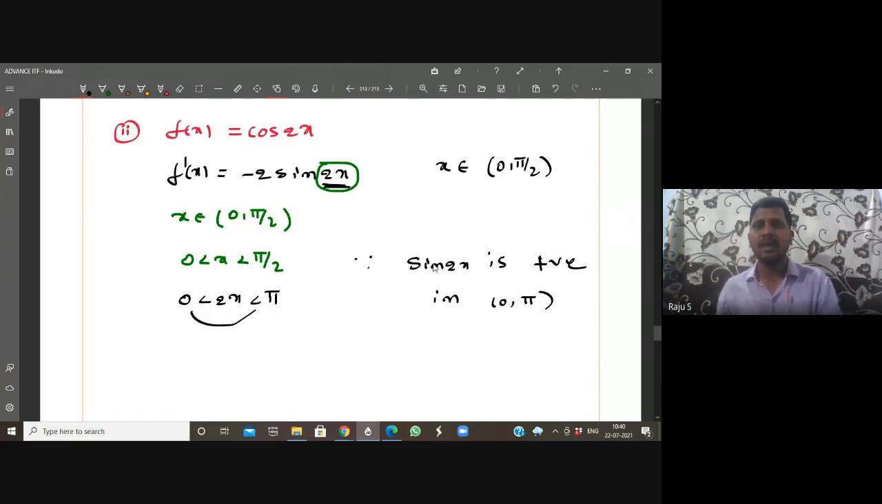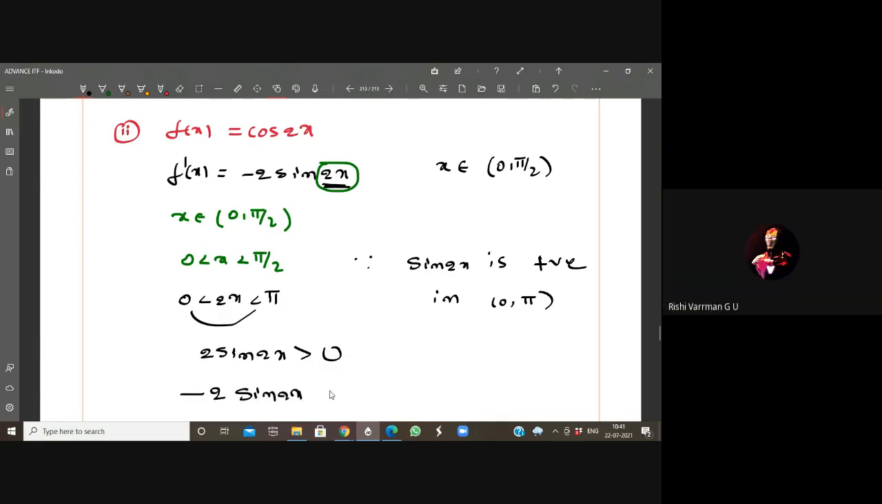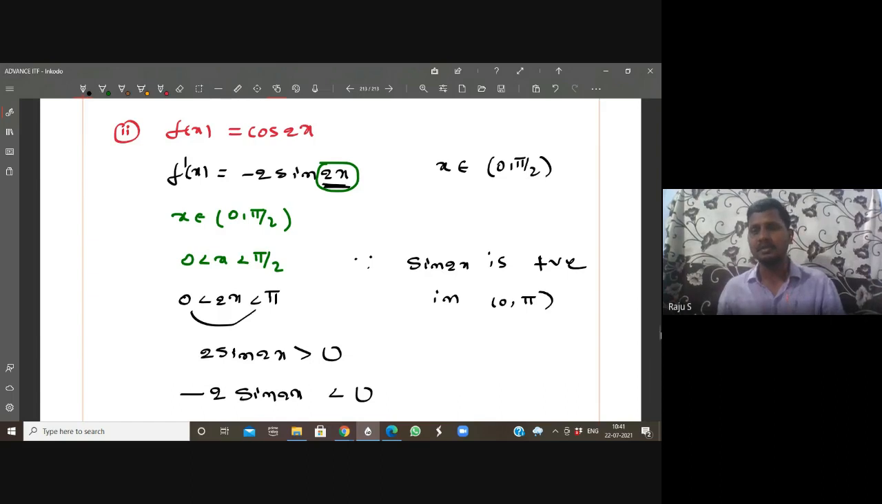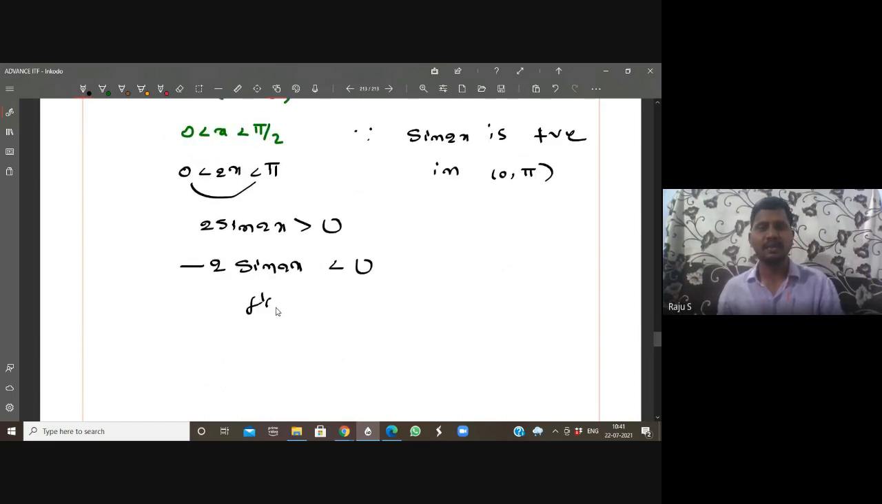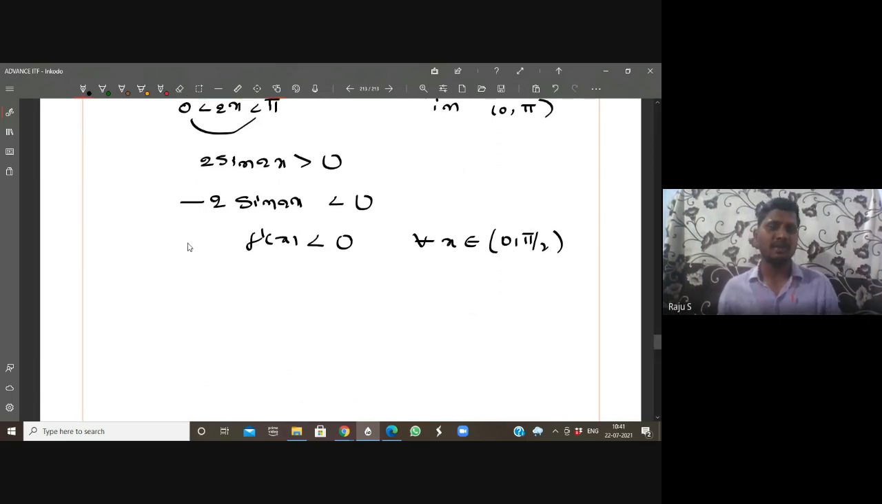So whenever sin 2x is positive, 2 sin 2x is positive, nothing but greater than 0. 2 sin 2x is also greater than 0. Then when I take minus, it is a decreasing function, less than 0. It is nothing but f dash of x again. f dash of x is less than 0 for every x belongs to 0 to pi by 2, nothing but decreasing.